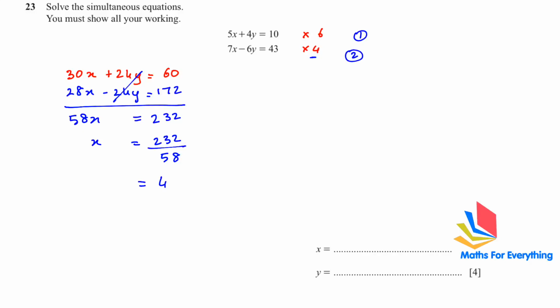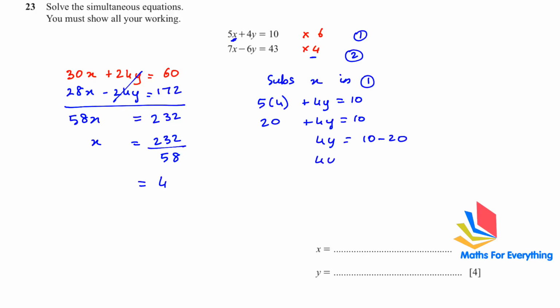In either of the equations, we substitute the x value. I'm substituting x in equation 1. So in place of x, I'm going to write 4. This will be 20 plus 4y is equal to 10. 4y is equal to 10 minus 20. 4y is equal to negative 10. And then we are going to divide by 4, which will give us negative 2.5. So x is 4 and y is negative 2.5.